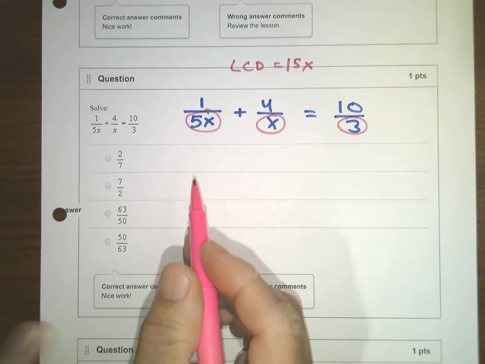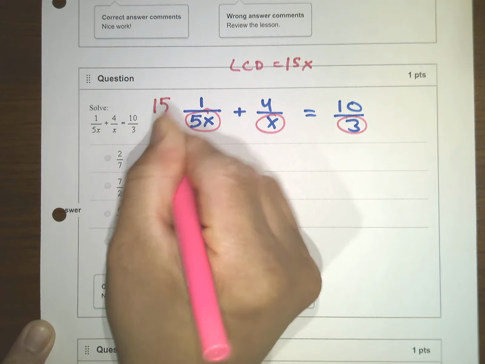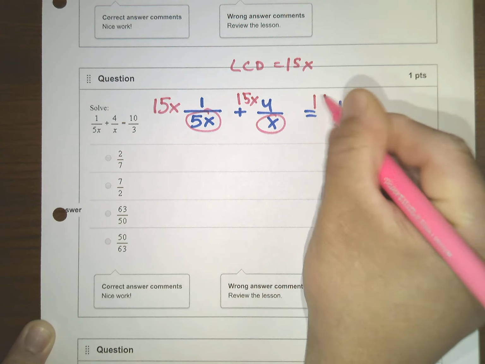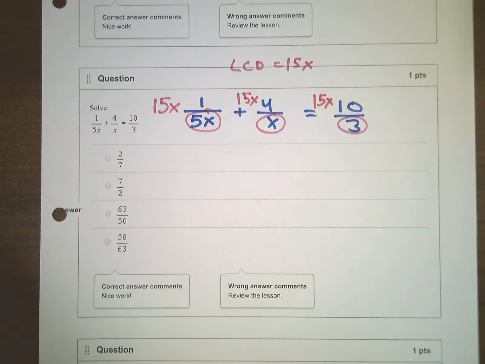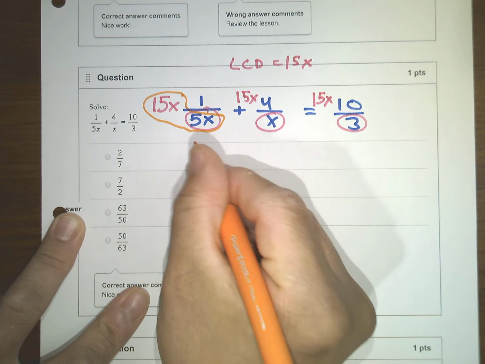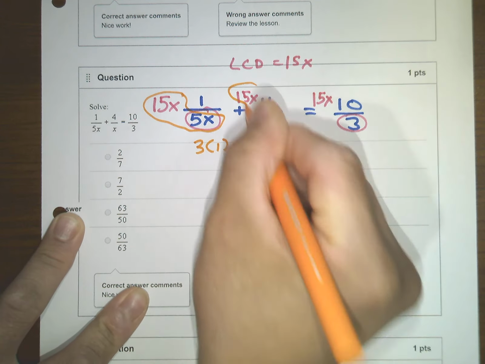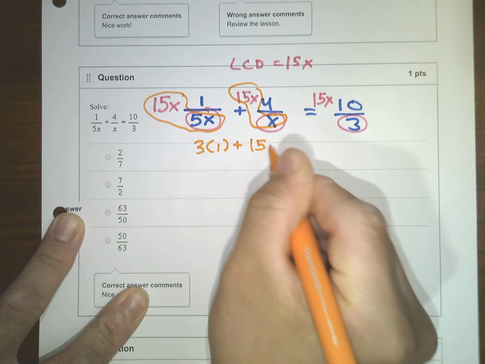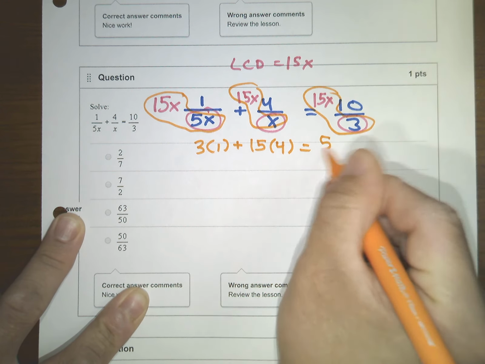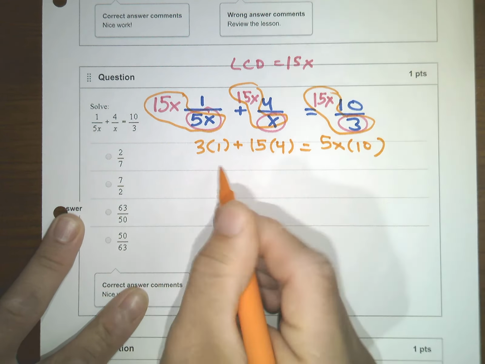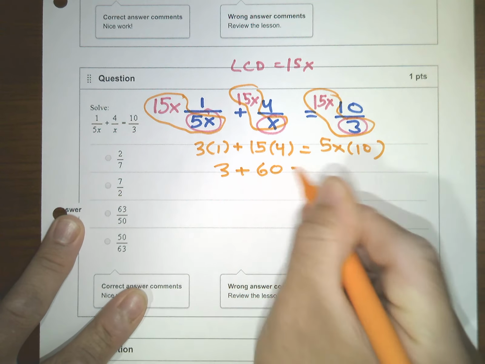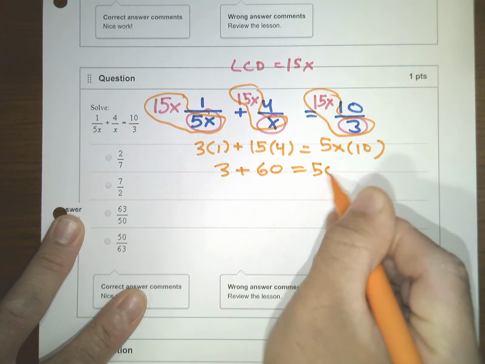So I'm going to multiply every term by 15x. So 15x, and then 15x, and then 15x. Alright, so 15x over 5x is 3, so 3 times 1, plus 15x over x is 15, so 15 times 4. And then 15x over 3 is 5x, so 5x times 10. So now I have 3 plus 15 times 4 is 60 equals 5x times 10 is 50x.